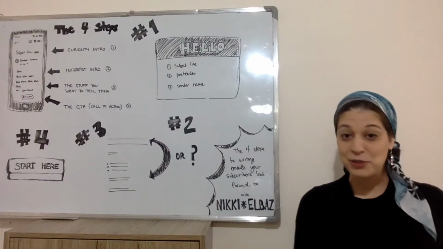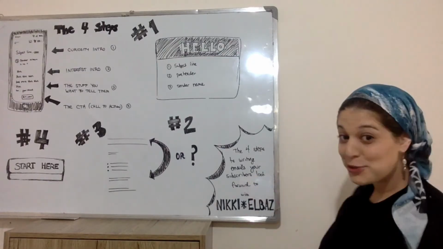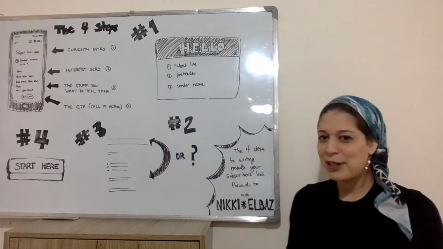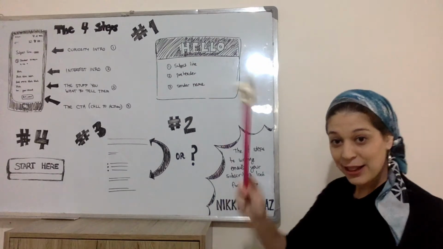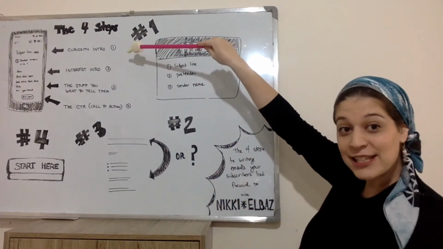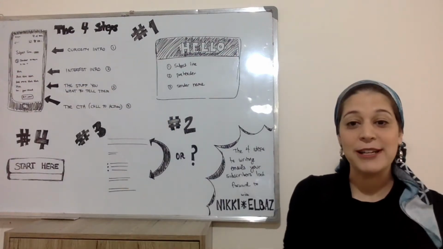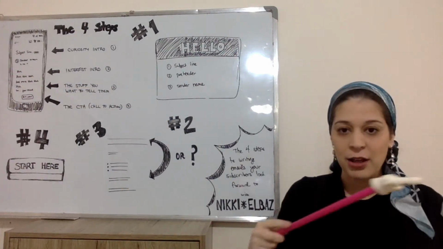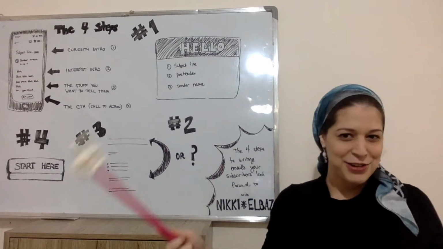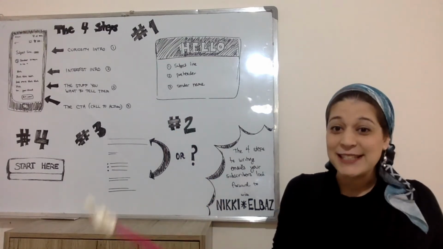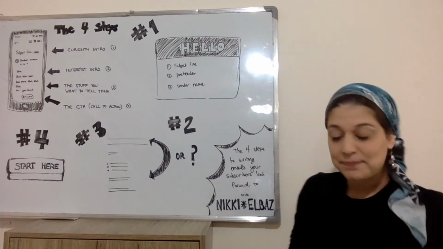...to every email, which is why there are 4 steps to writing emails that your subscribers will look forward to. What are the 4 parts to every email? Well, let's dive in. There is the curiosity intro. That is when your subscriber is in their inbox looking at your email. They haven't clicked in yet and they're wondering, should I open this email? Am I curious about what's inside? Do I want to see what is inside this email?